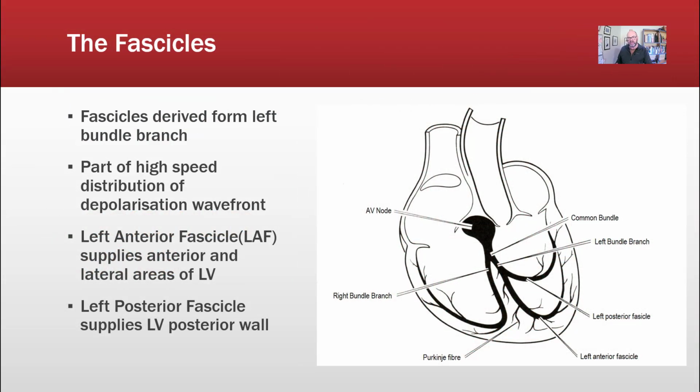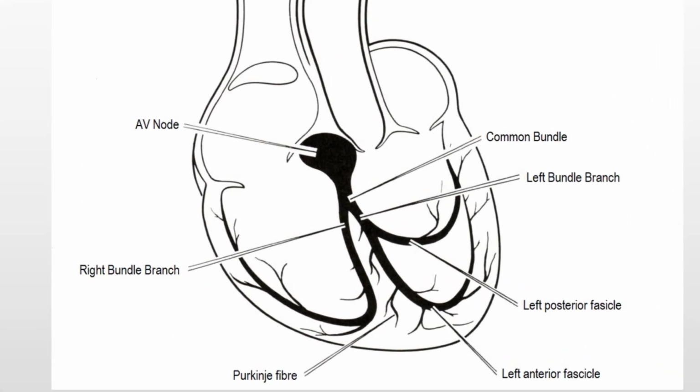The fascicles are divisions of the bundle branch. So in a nutshell, the left bundle branch is going to divide into two major fascicles. And it's these that are going to continue the depolarization sequence from the bundle branches out to the Purkinje system. The largest of these fascicles is the left anterior fascicle. So it's a continuation of the superconduction highway to the lateral and the anterior portions of the left ventricle.